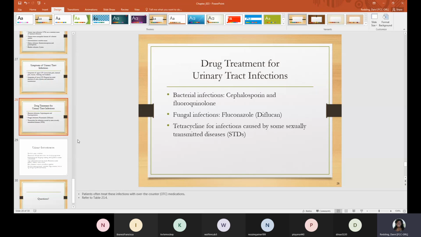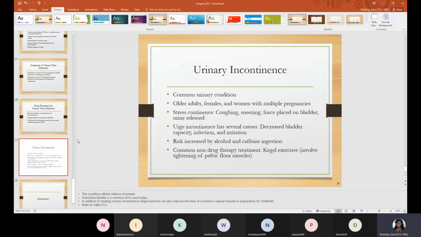So we learned about some various conditions of the renal system, which would include edema. We talked about CKD, which is chronic kidney disease. We learned about the functions of the kidneys, and as we talked about different conditions, we learned about edema, CKD, and kidney stones. We also learned about some of the drug classes for the kidneys. And lastly, we're going to talk about urinary incontinence.